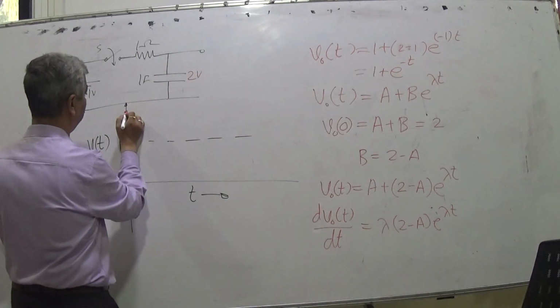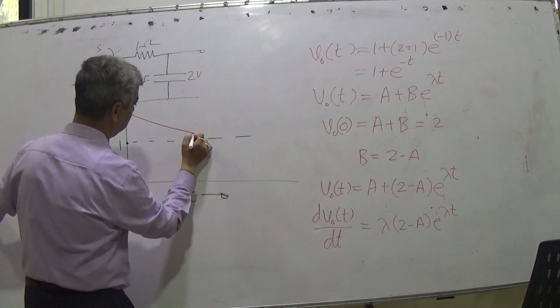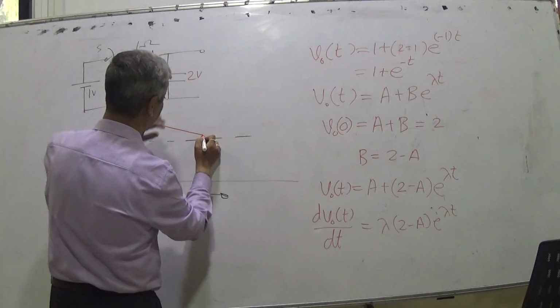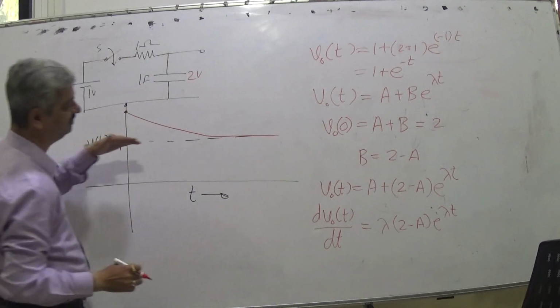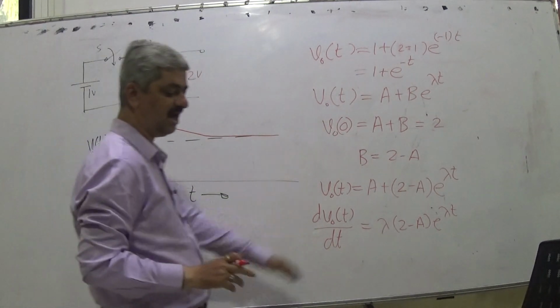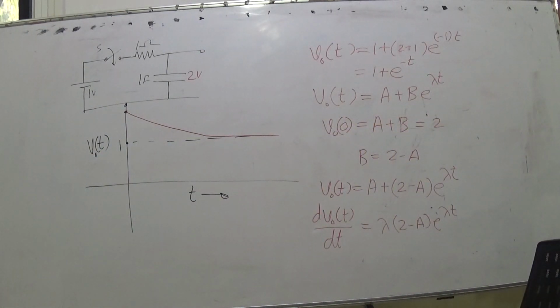the output will slowly, that is the capacitor is set now to discharge. The initial charge held by the capacitor of 2 volts will come down as 1 plus e raised to minus t.